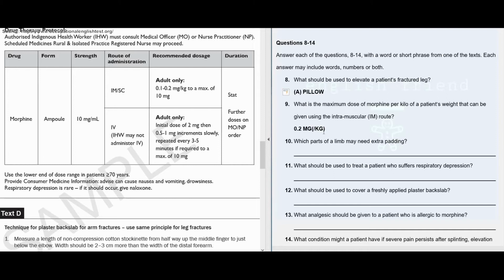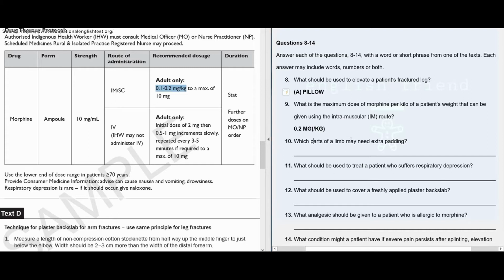Both are going to be fine for this question. Some people might doubt why 10 mg cannot be the answer for this question. It is because the question is specifically asking about the maximum dose of morphine per kilogram of the patient, not the maximum dose. That's why it is not 10 mg. And you're not even allowed to write 0.1 to 0.2 mg per kg, because the question is not asking anything about the range or anything about the minimum value as well. So the answer has to be 0.2 mg or 0.2 mg per kg.